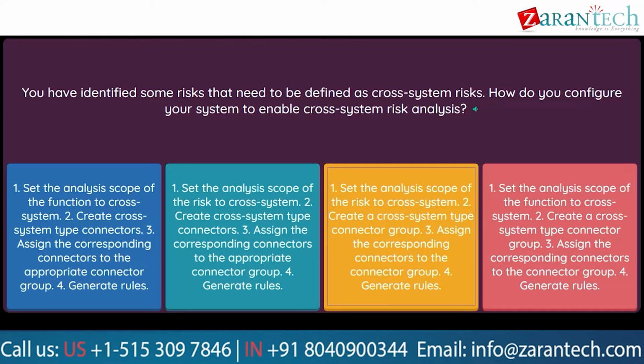Option 3. 1. Set the analysis scope of the risk to cross-system. 2. Create a cross-system type connector group. 3. Assign the corresponding connectors to the connector group. 4. Generate rules. Option 4. 1. Set the analysis scope of the function to cross-system. 2. Create a cross-system type connector group. 3. Assign the corresponding connectors to the connector group. 4. Generate rules.